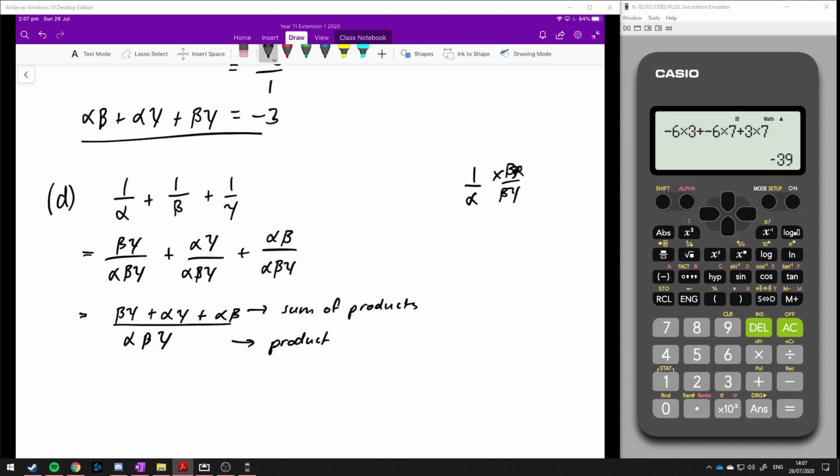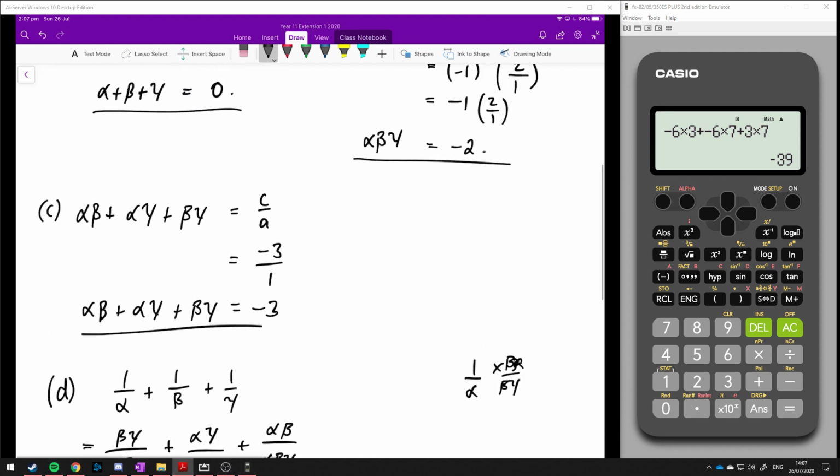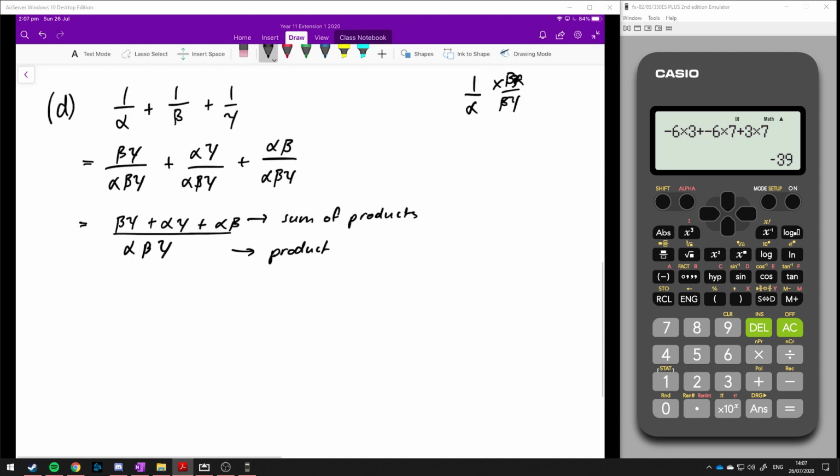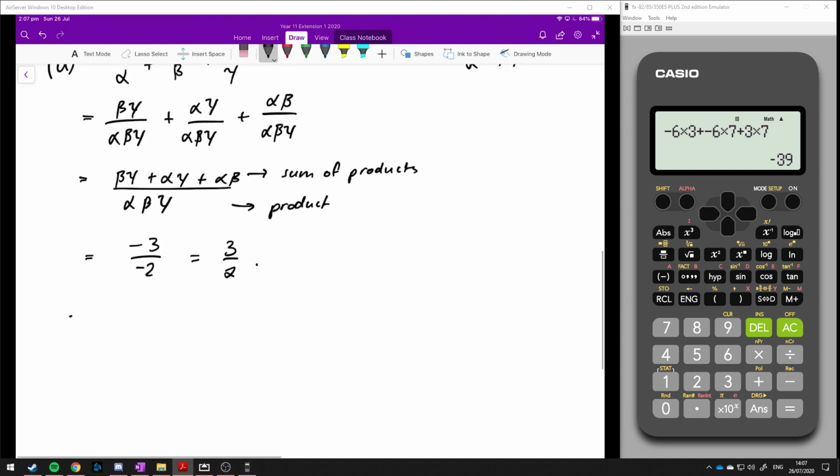on the top. So we've already calculated the sum of the products, and the sum of the products is equal to -3. So that's this value here. And the product is equal to -2. So this is equal to -3 on -2, which is just equal to 3 on 2. So therefore, 1 over alpha plus 1 over beta plus 1 over gamma must be equal to 3 on 2, just like that. Okay.